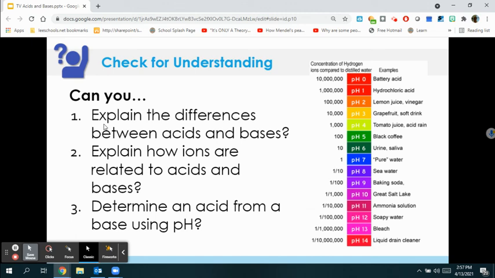That's our lesson there. Can you explain the differences between acids and bases? How are ions related to acids and bases? And determine an acid from a base using pH. If you can do those, great. If not, go back and look at the lesson again.